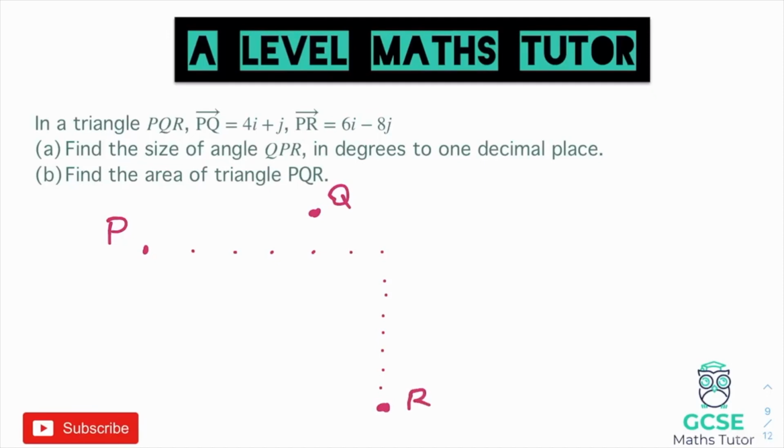Now let's join these all together. So P to Q, Q to R, and R back up to P. There we go. So this wants us to find the size of angle QPR. So QPR is just over here, and again, let's call that theta. There we go. And it wants us to find it in degrees to 1 decimal place.